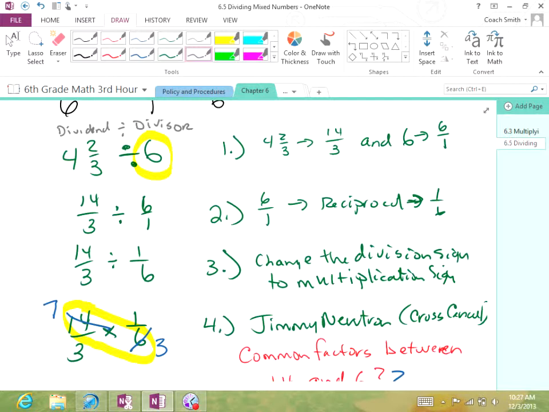Unless you're Hebrew. If you're Hebrew, you move right to left. But as an American, I move left to right. So as I'm moving from left to right, what's behind it is the second number, which is the divisor. So basically, the second number is the one you always do the reciprocal of. Okay.